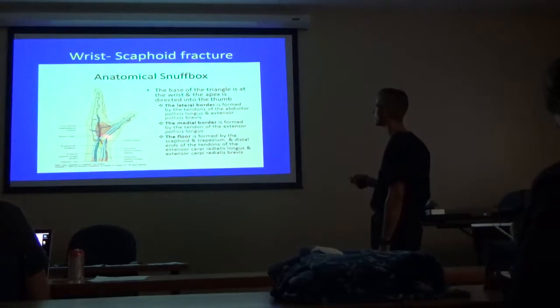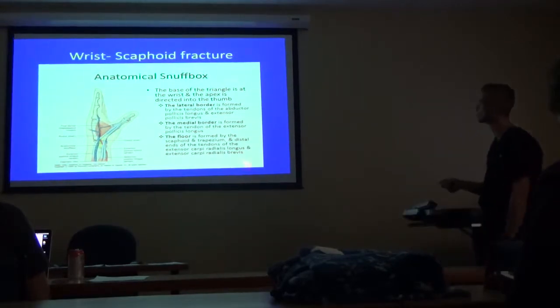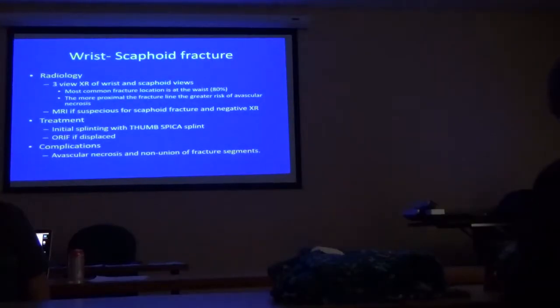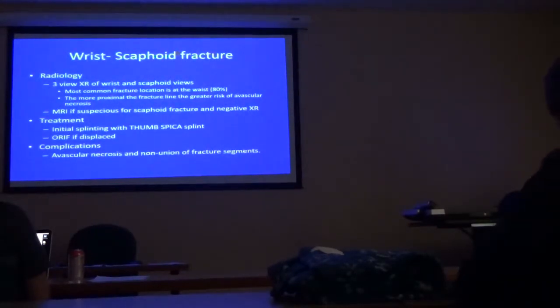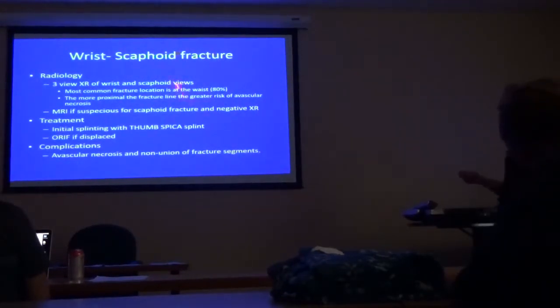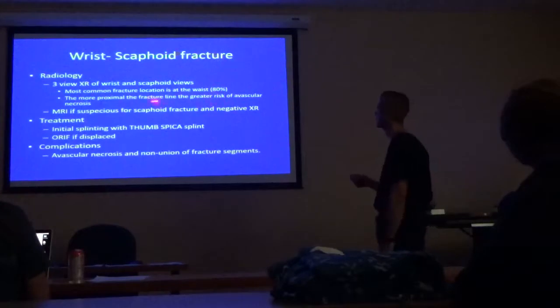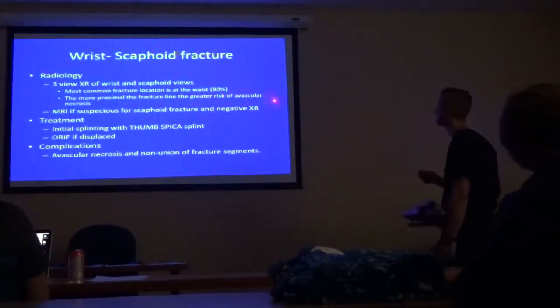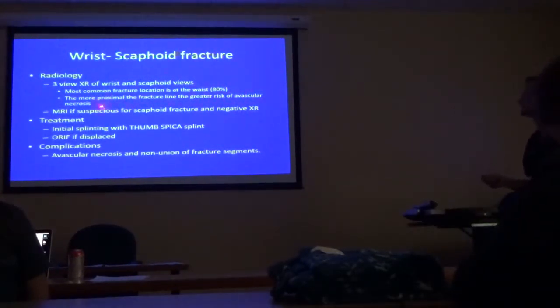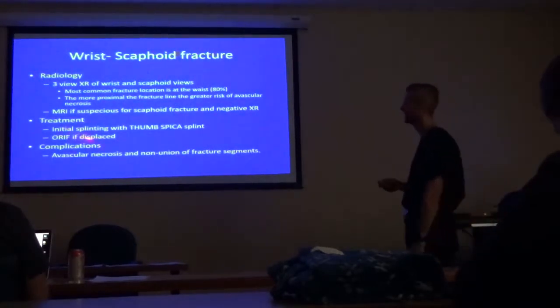Anatomical snuff box, right? Here's your borders. You should already know those from anatomy. 3-view x-ray of the wrist, and you can get scaphoid views. The most common fracture location is at the waist of the scaphoid. The more proximal the fracture line, the greater the risk of avascular necrosis because of the blood supply.